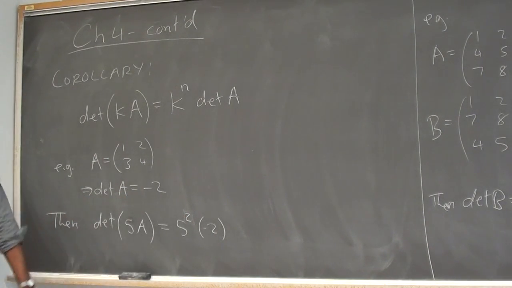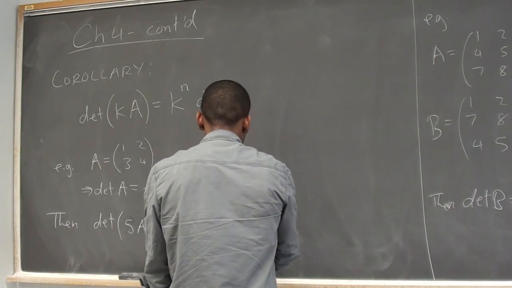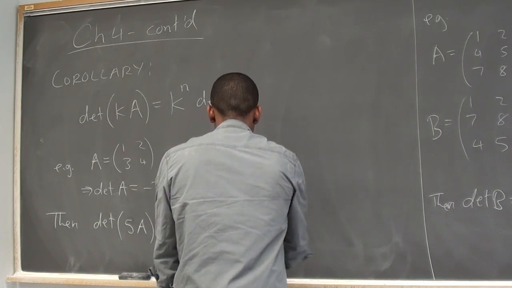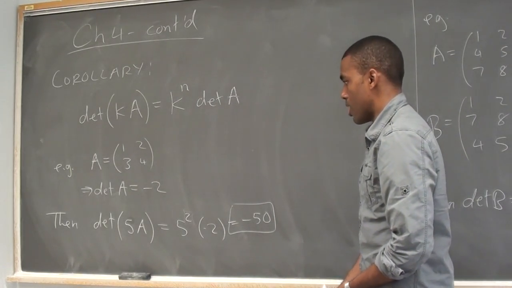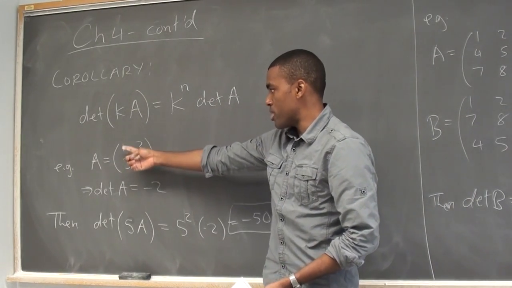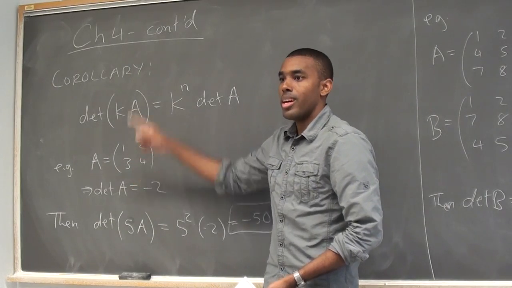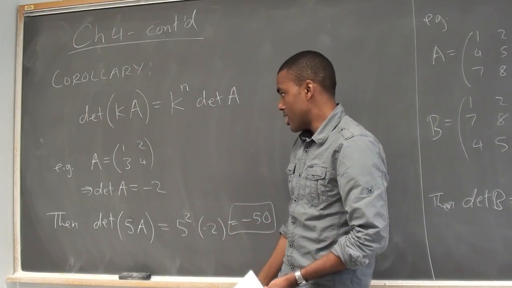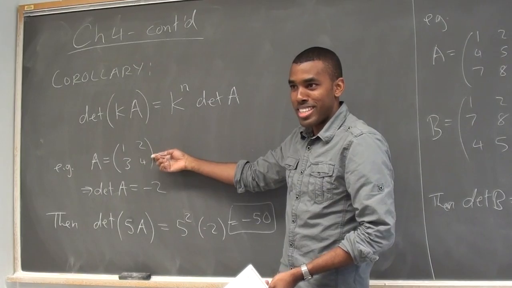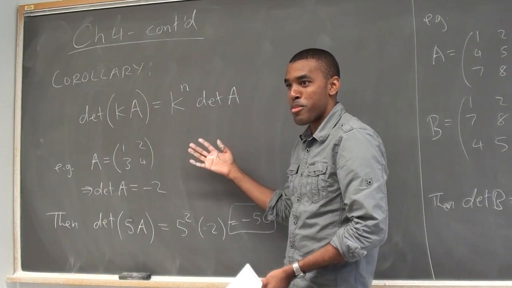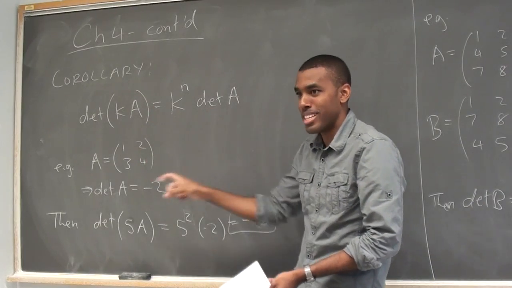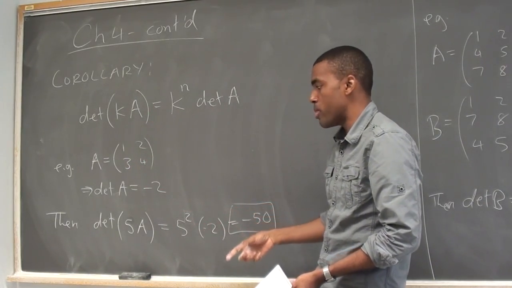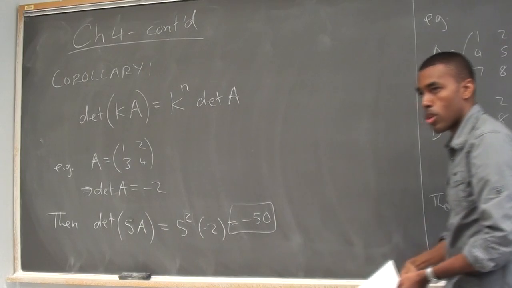So this will actually be 5 squared times minus 2, which is 25 times minus 2, which is minus 50. What is the long way? The long way would be to find 5A, which would be 5, 10, 15, 20, and then do the expansion. But this is a 2 by 2, that's easy. If I had a 3 by 3 or 4 by 4, then multiplying all those entries by 5 and doing a Laplacian expansion is going to be a huge mess. This actually cuts down the work for you.